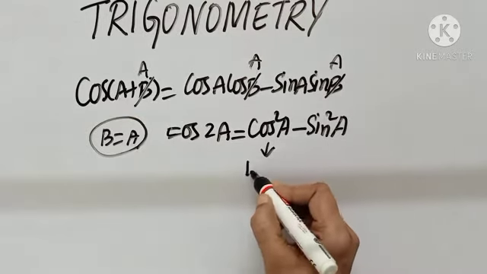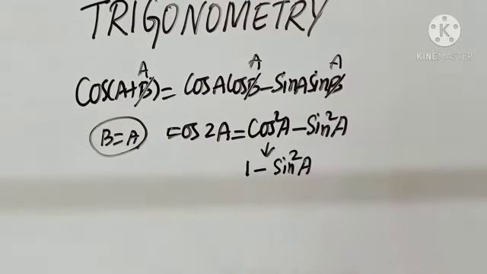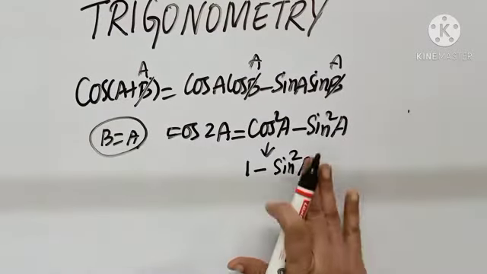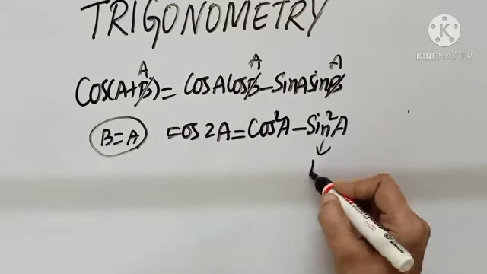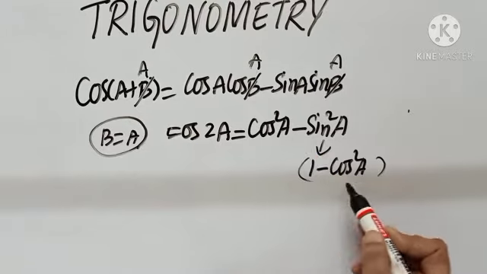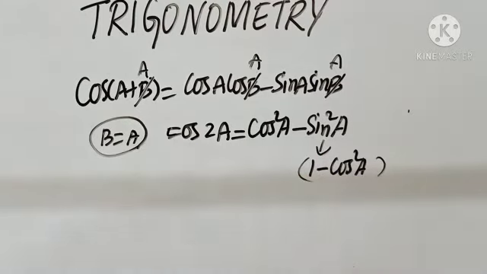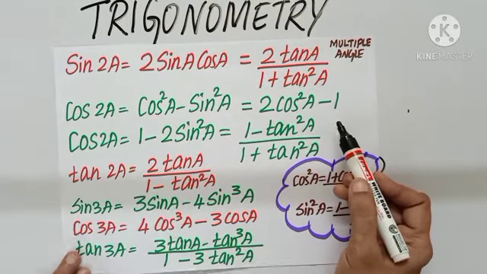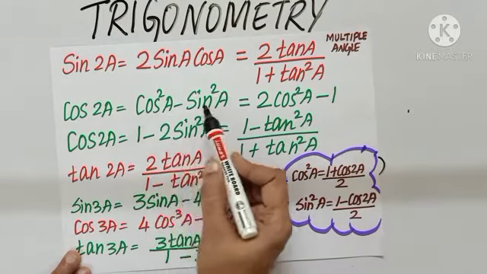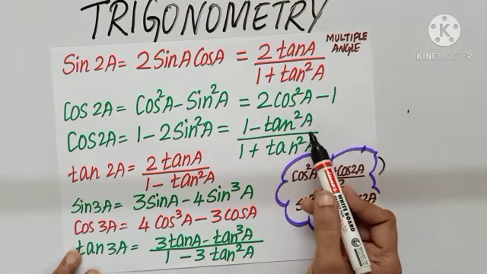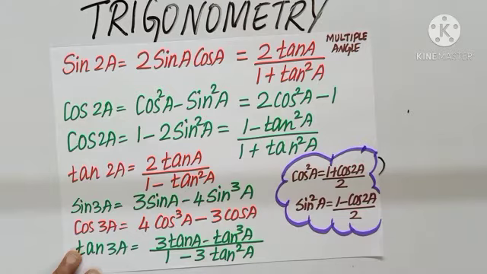Cos square can be written as 1 minus sine square A. Combining, we have the next formula: 1 minus 2 sine square A. Instead, sine square I can write as 1 minus cos square A. So minus 1 minus, into minus, plus 2 cos square A minus 1. We have the other formula, 2 cos square A minus 1. Once I know this, divide by cos square A throughout. We arrive at this formula, which is 1 minus tan square A by 1 plus tan square A.